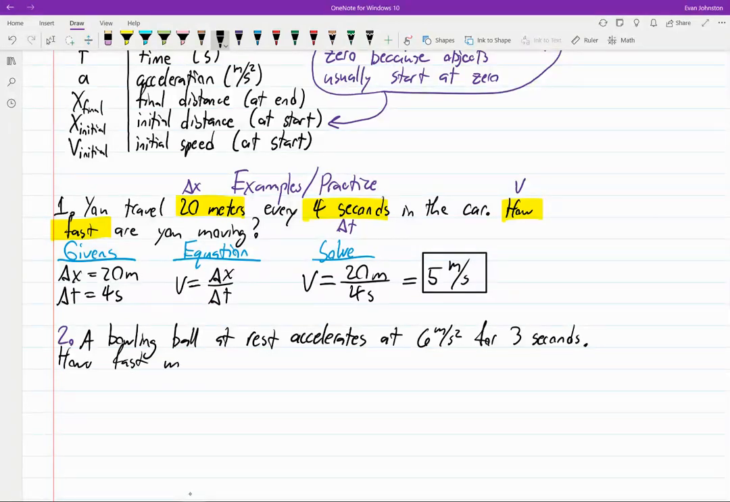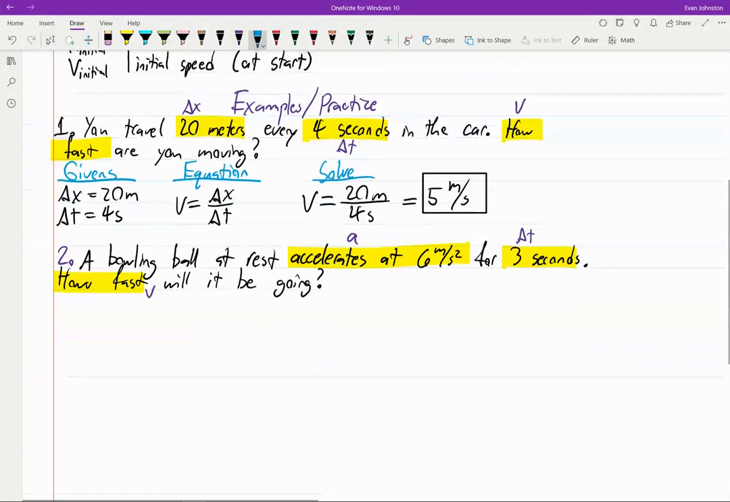How fast will it be going? Okay, so again, let's figure out what we're given here. Accelerates. Okay, so we know A. Sweet. 3 seconds. Cool. We know time. And how fast? Well, wait, isn't that V again? So it's asking for V. It just gave us different stuff this time. That's all that's really different here.